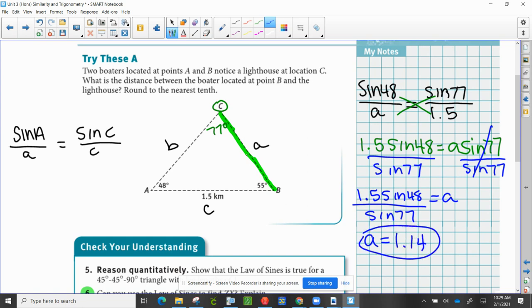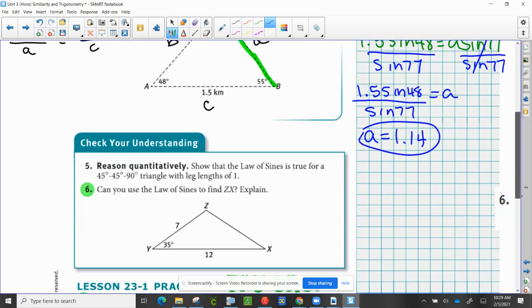So that's the distance between the boater and the lighthouse, in kilometers. Okay, so again, look at the information you're given and set up those proportions. You only need 2, so it helps me to label the side lengths across from my angles. That way I know which one goes with which number, but however works for you.